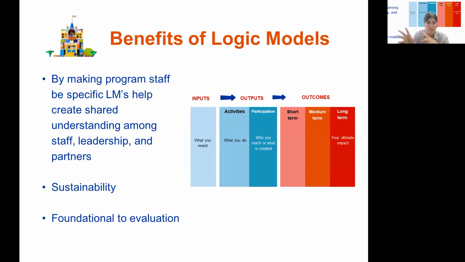Because we're moving away from those building blocks, really toddler level, who, what, where, when, how, to being specific. I'm saying my program does this, and this causes this, and this causes this, and that's how I achieve my outcome, right? That's how we're getting to that more complicated level house. By making my program staff more specific, the logic model helps me create a shared understanding among my program staff. So if I work on a program that 4 or 5 people work on, we can all use that logic model and have a really good understanding of how our program works.